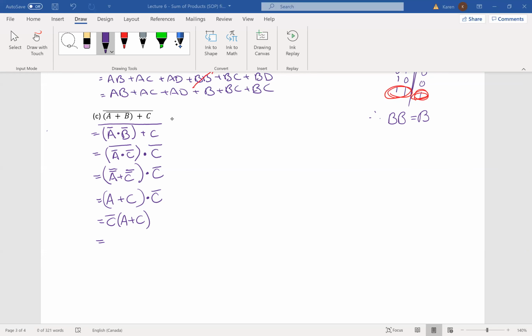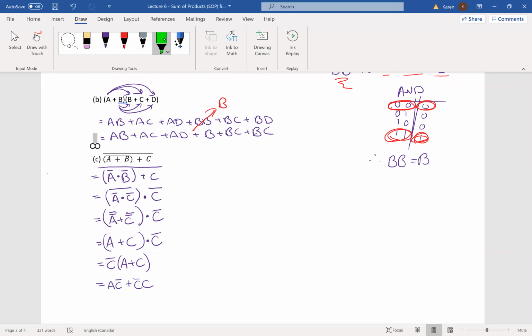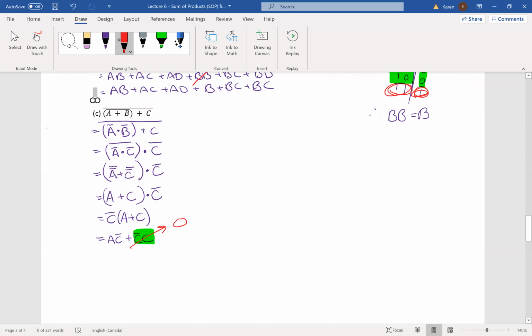And now I can expand that. Plus C bar C. Now let's think about C bar C. That means that's an AND gate. And I can look back up here. That's this and this, because one of them is 0 and one of them's a 1, and one of them's a 1 and one of them's a 0. So the output must be 0. So this goes to 0. So this is A C bar plus 0.